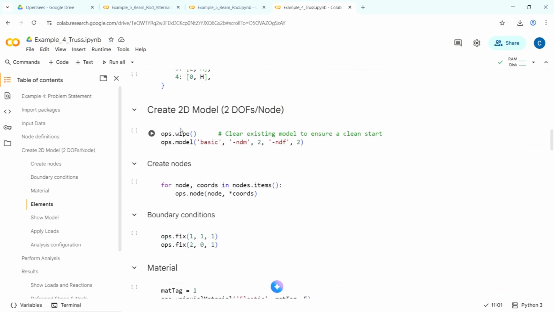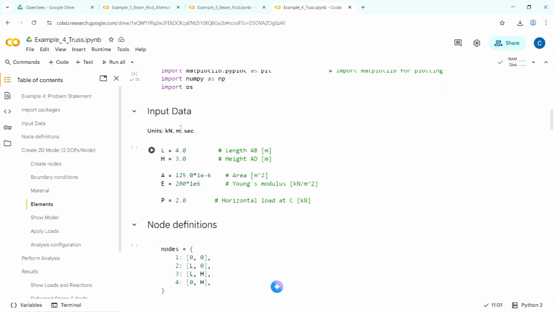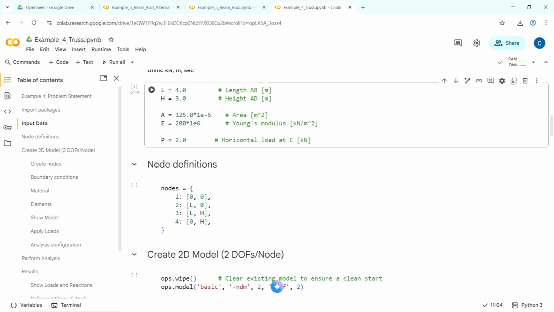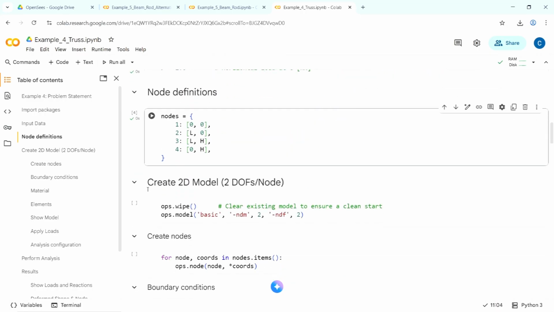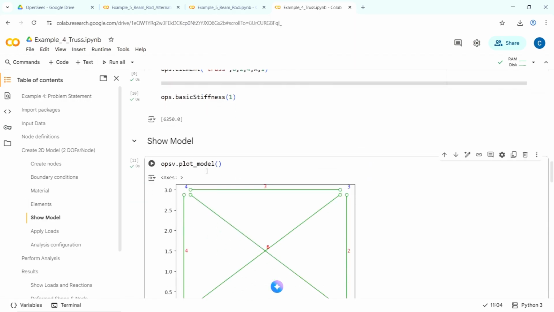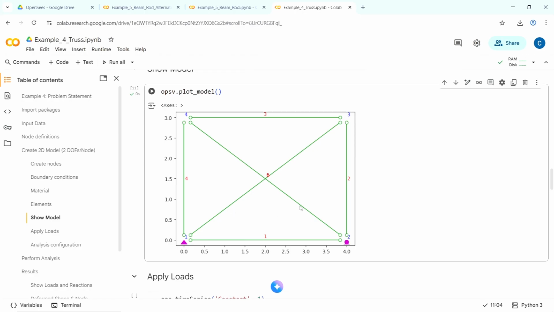Let me also keep running the example. I have run up to this point. Now, here this one, let me run this one. Okay. So, now if I run the model, OPS V, plot the model, then it is going to plot the model, show me the node and element numbering that I wanted to use.